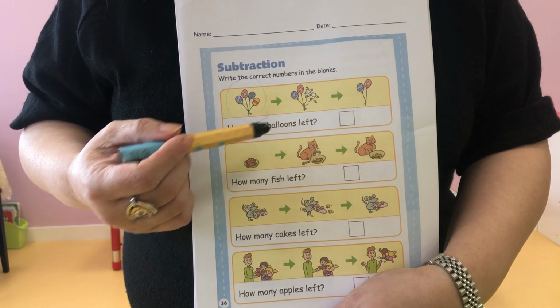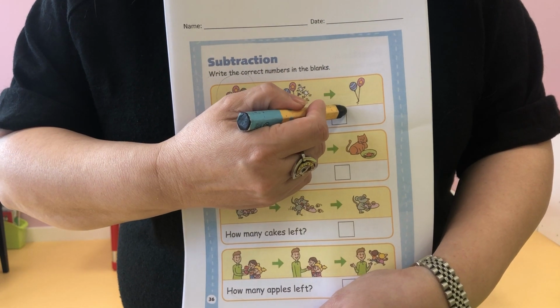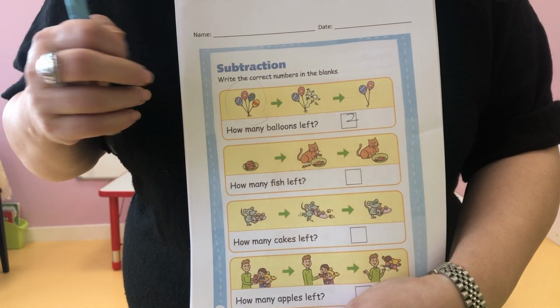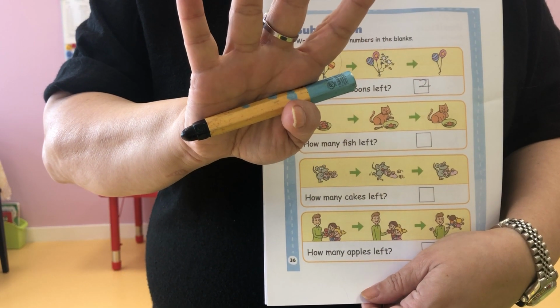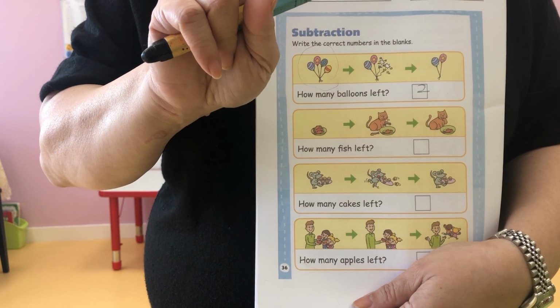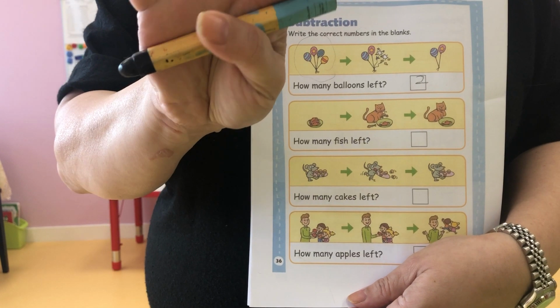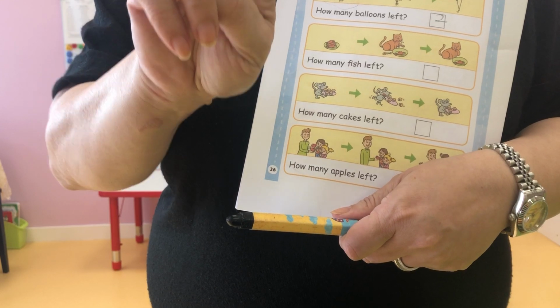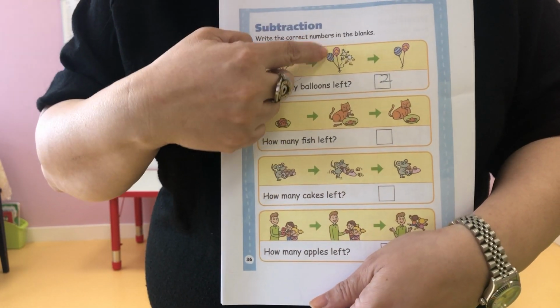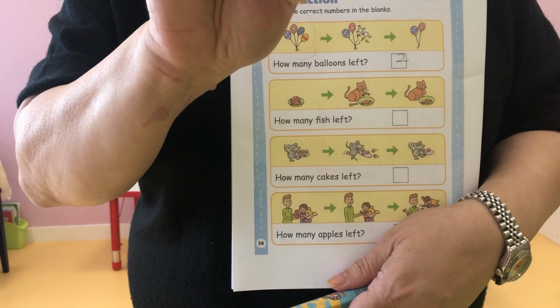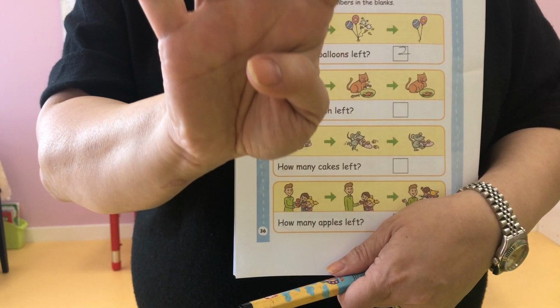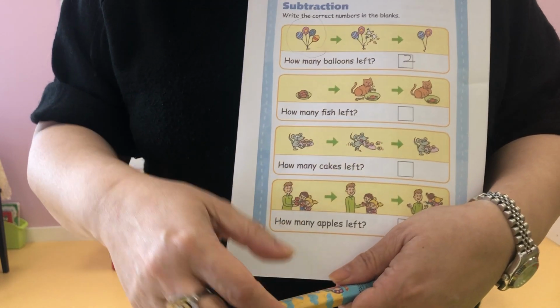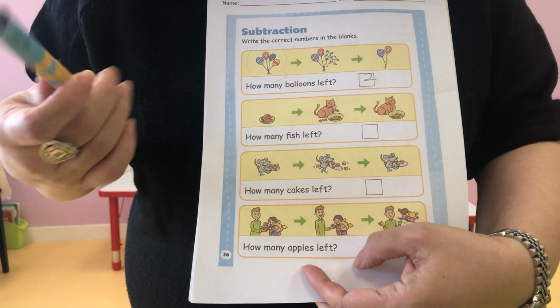1, 2. So then we write the answer 2 there. Because we started with 4, 2 of them popped. So how many are left? From the 4, 2 of them pop, blong, blong, bye-bye. And we are left with only 2. That's called taking away. When we have a bigger number and we take something away, it gives us a smaller number.